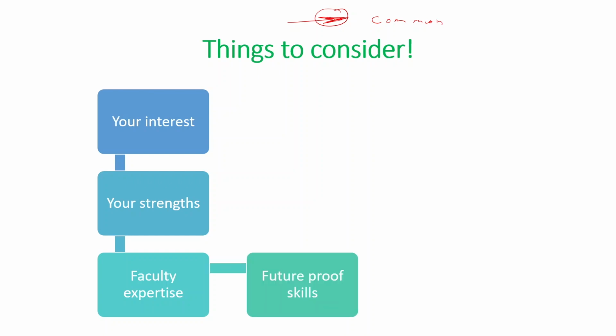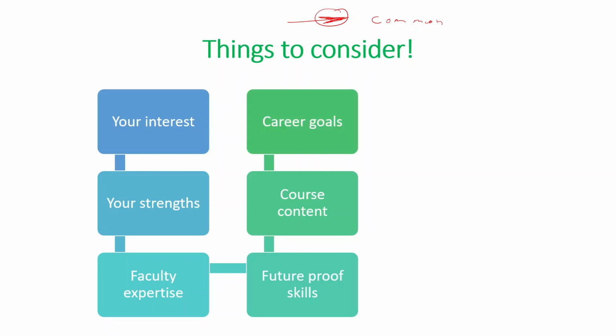Then there are future-proof skills. The things you are going to learn from this one should be valid in your future. You have to decide this one also. And you can do some research on the course content. Check whether these things are updated or outdated. After that, your career goals, who you want to become. You have to consider this one also. If you want to become a doctor, then you should do biology for your A-level, right? Otherwise, you can't become a doctor.